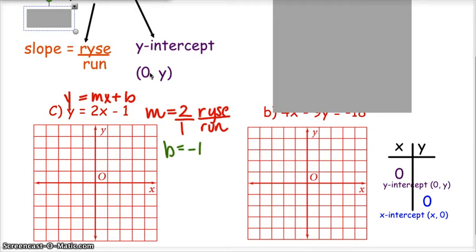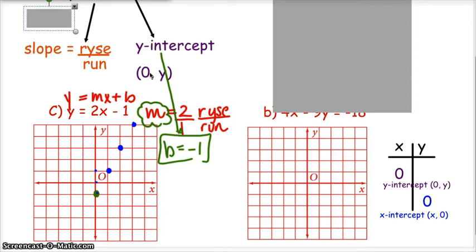When you graph using slope-intercept form, you begin with b. B is on the y-axis. This particular graph is beginning at -1 on the y-axis. From that point, you're going to move with m. M tells you to rise over run. From this particular point, I'm rising 2, running 1. Rise 2, running 1.